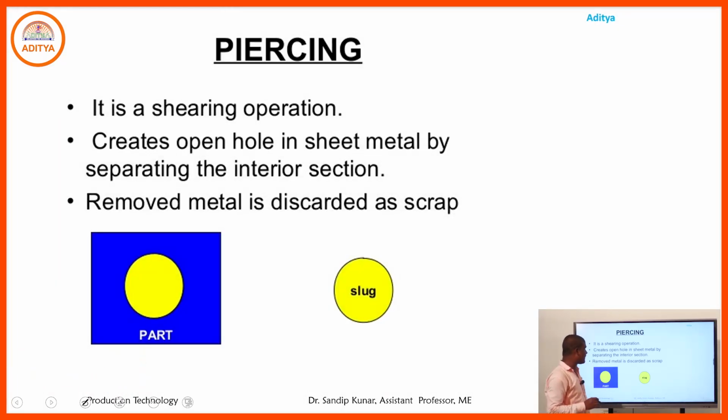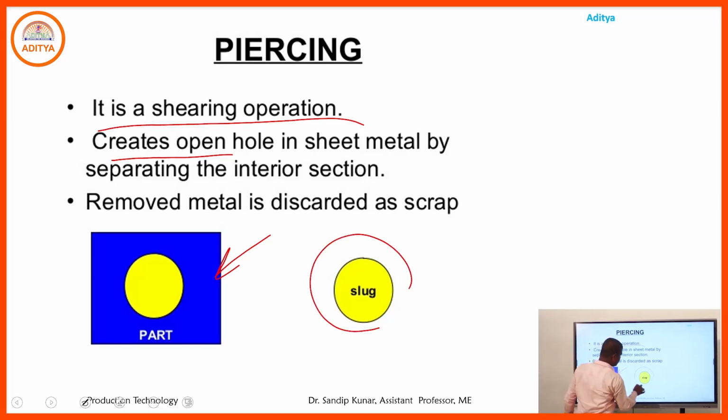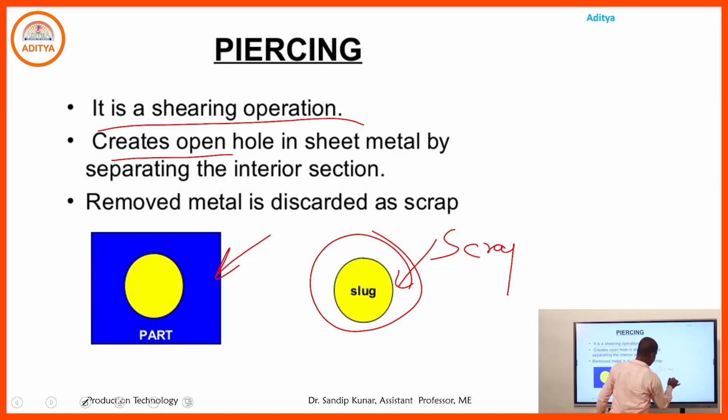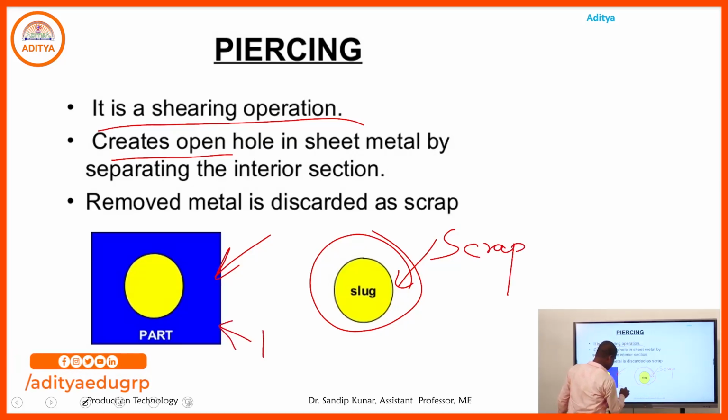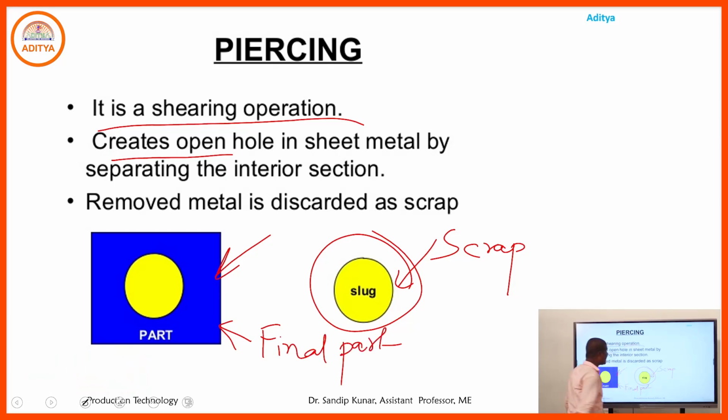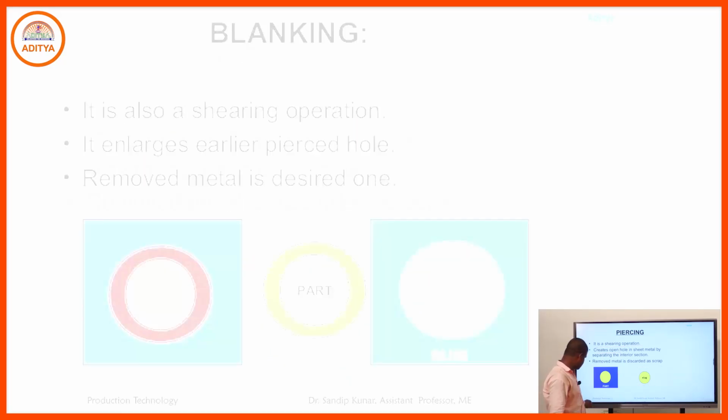Piercing operation. Piercing is also a shearing operation, and it creates an open hole in sheet metal by separating interior sections. Here, if we take a thin sheet and apply force on the punch, we get the cut part, that is the punch part. In piercing operation, that punch part is the scrap, and that is the final part.